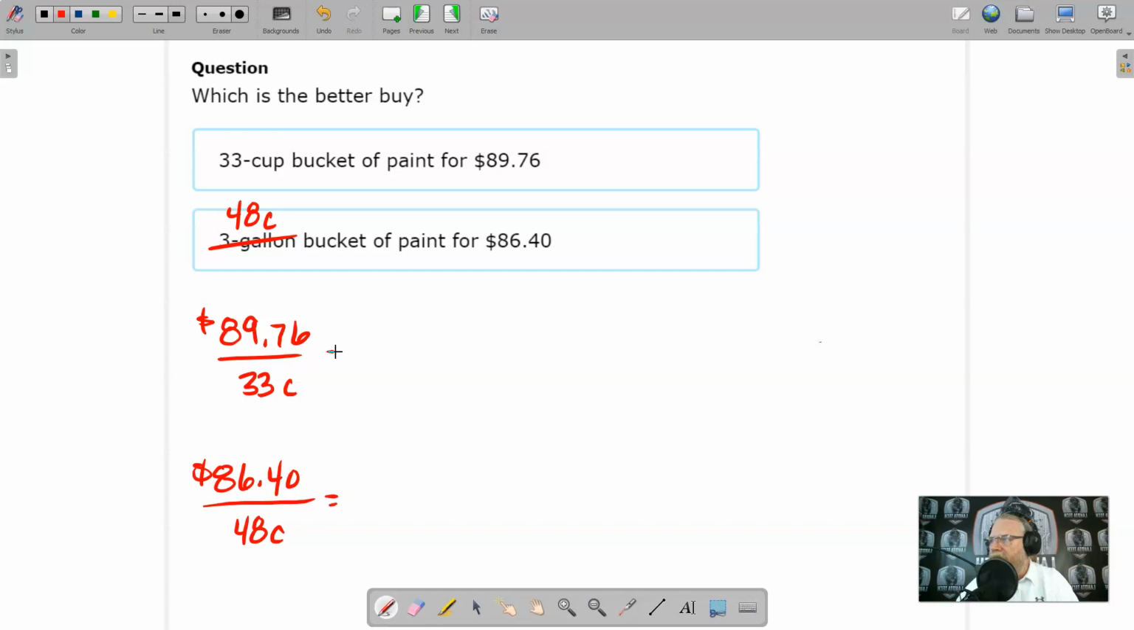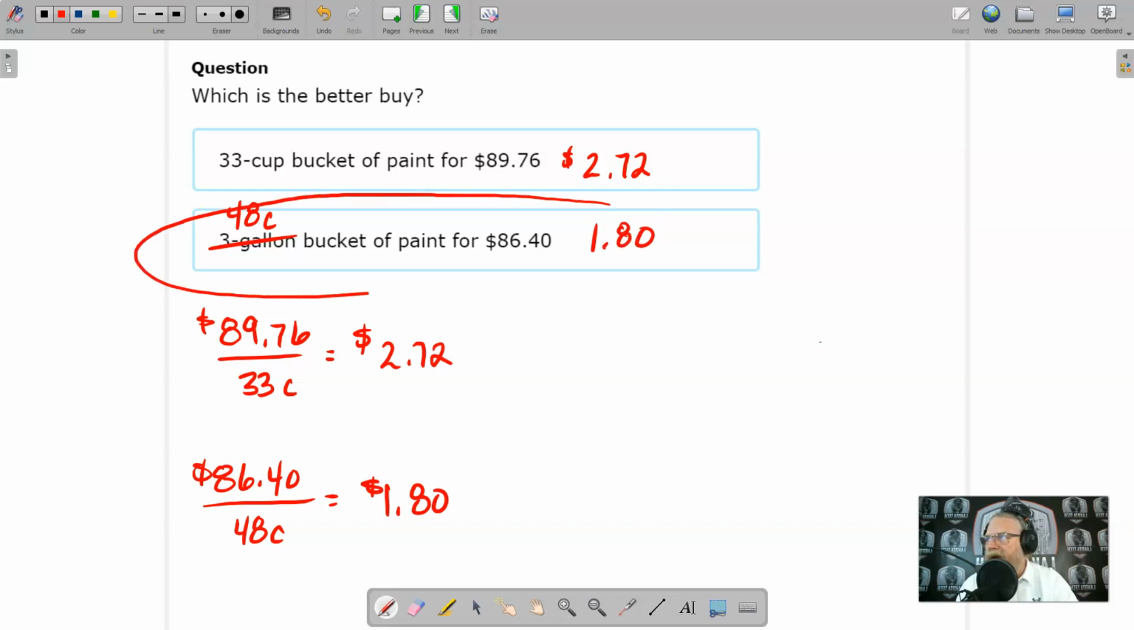So let's go ahead and do our division here. And 89.76, I'm going to divide that by 33, and that's going to give me $2.72. Now let's go ahead and do the $86.40 divided by 48. So 86.4, going to divide that by 48, and that's going to give me 1.8, or that is to say $1.80. So the second one is $1.80. So in this case, you'd be better off to buy the 3-gallon bucket as opposed to the 33-cup bucket.